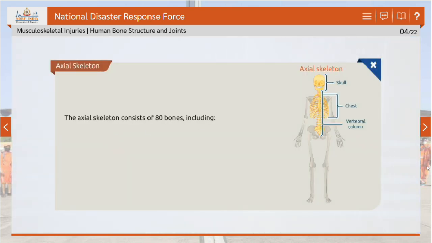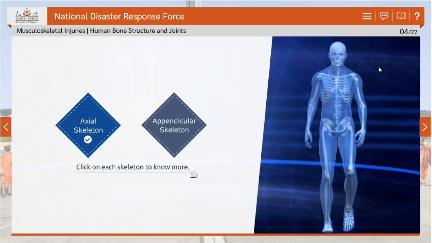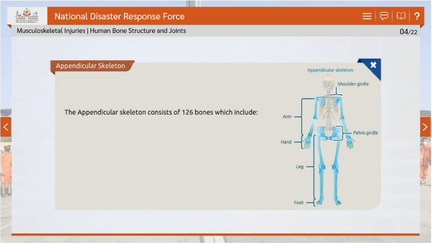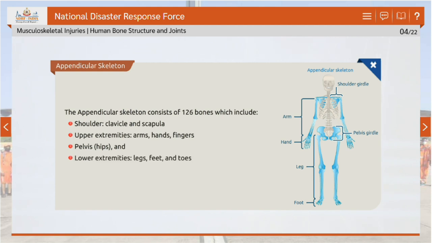The axial skeleton consists of 80 bones, including the skull, thorax, and vertebral or spinal column. The appendicular skeleton consists of 126 bones, which include the shoulder, clavicle and scapula, upper extremities, arms, hands, fingers, pelvis or hips, and lower extremities, legs, feet, and toes.